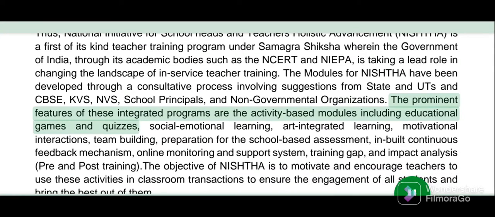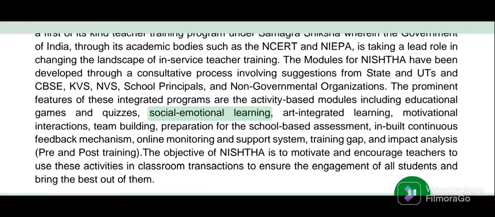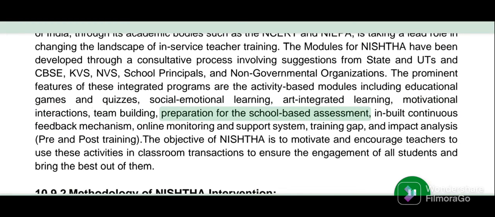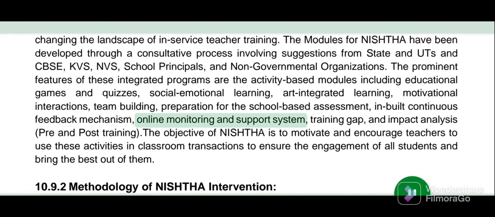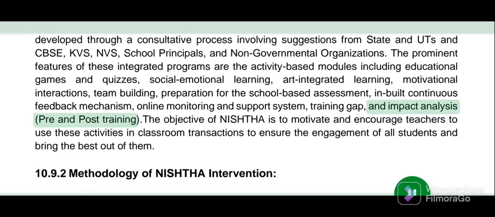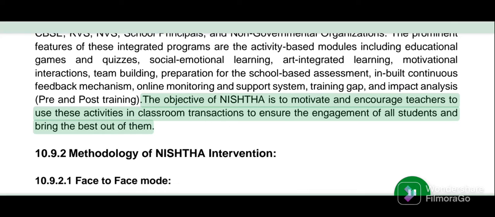The prominent features of these integrated programs are the activity-based modules including educational games and quizzes, social-emotional learning, art-integrated learning, motivational interactions, team building, preparation for the school-based assessment, inbuilt continuous feedback mechanism, online monitoring and support system, training gap, and impact analysis pre- and post-training. The objective of NISHTHA is to motivate and encourage teachers to use these activities in classroom transactions to ensure the engagement of all students and bring the best out of them.